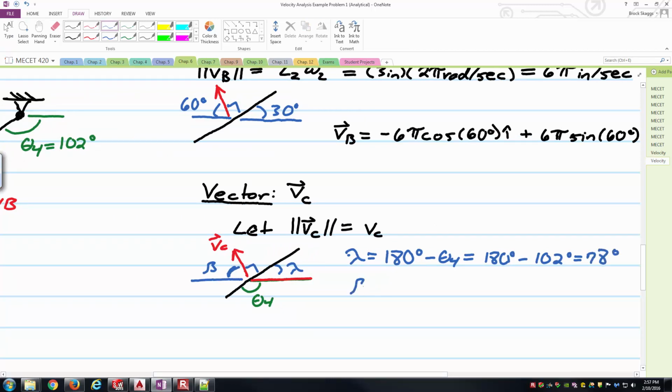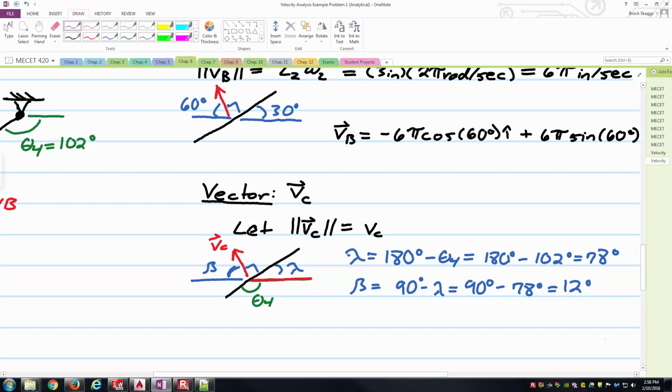Now let's go ahead and calculate beta. That would be 90 minus lambda. So 90 degrees here minus my 78 degrees gets us to 12 degrees for that value.